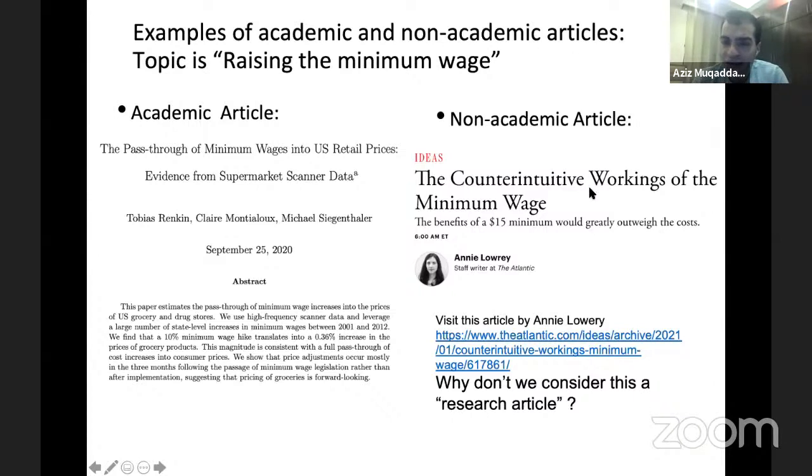Does anyone know what scanner data refers to? You know what a scanner is, right? In the supermarket, you purchase your products, the goods, through the scanner. And so the scanner data would record every purchase that goes through the supermarket. And so if you're an economist, or marketing scholars, you rely on scan data to measure the trends in the popularity or lack thereof of different products.